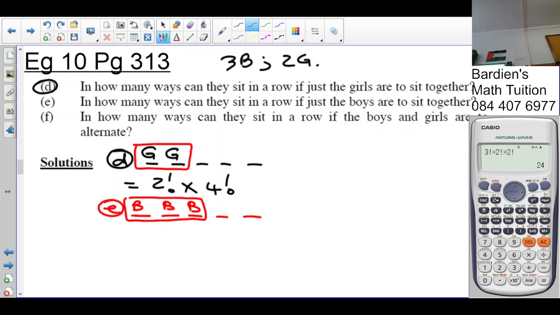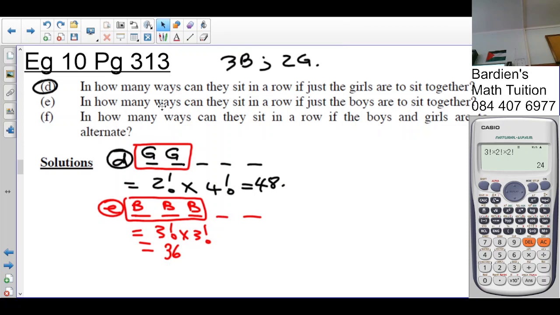So what would this be? 3 factorial times 3 factorial. And 3 factorial times 3 factorial is 36. And 2 factorial times 4 factorial? Sorry?